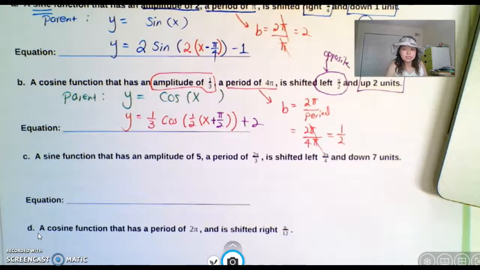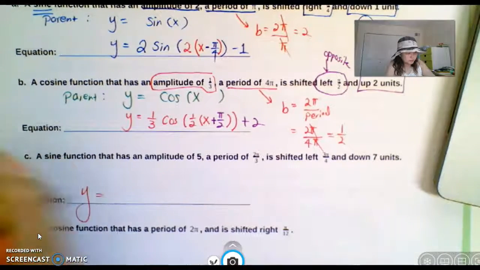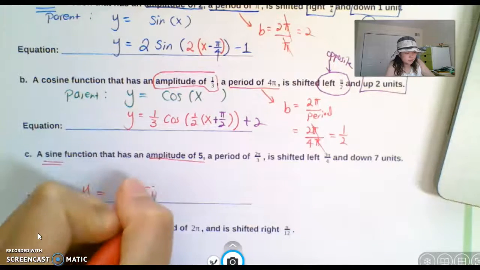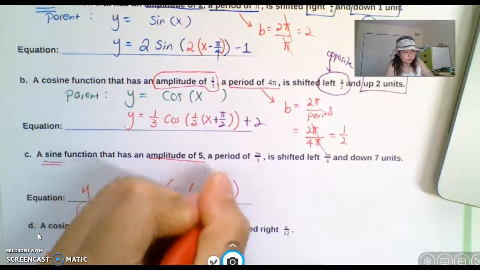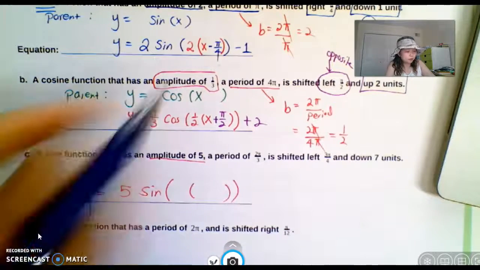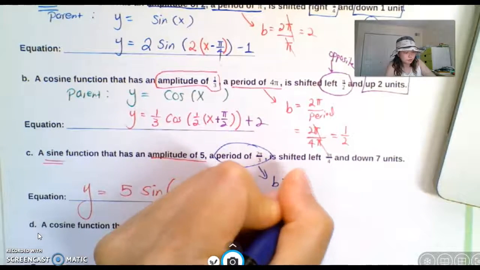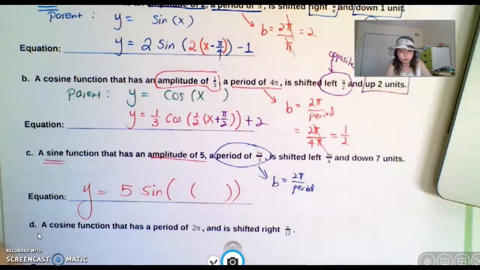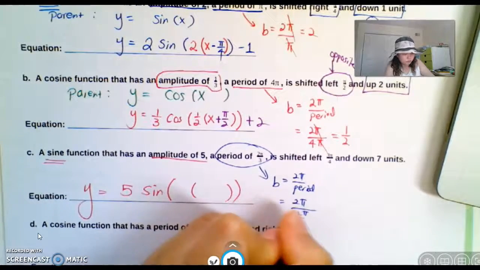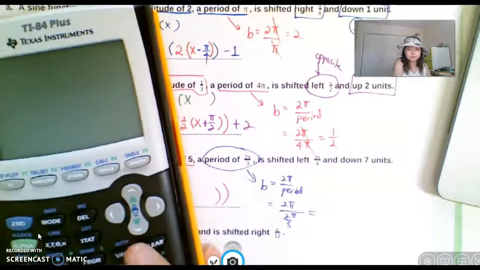Let's do C. A sine that has an amplitude of 5. So we put 5 sine. Just put double parentheses. Period of 2 pi over 3. So b is 2 pi over period: 2 pi divided by 2 pi over 3. Annoying. Gotta get a calculator.